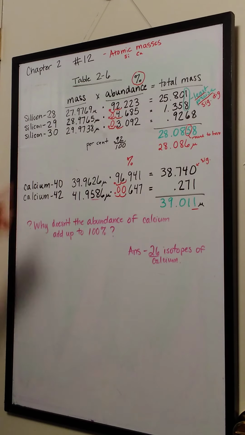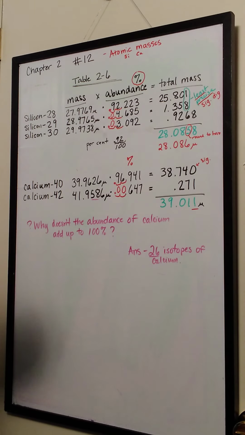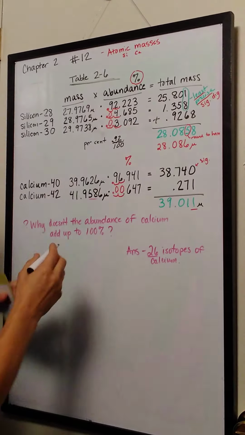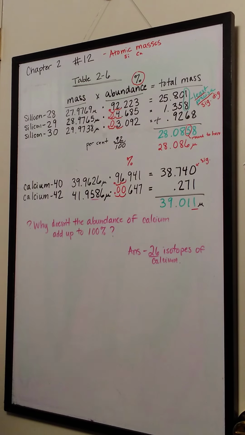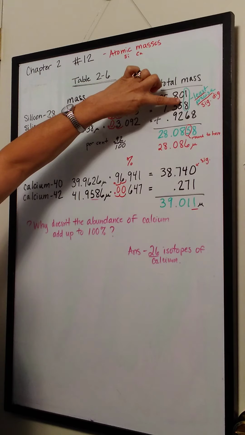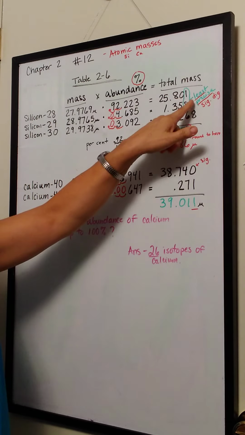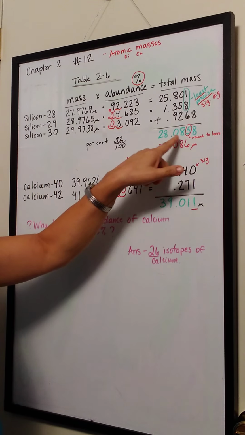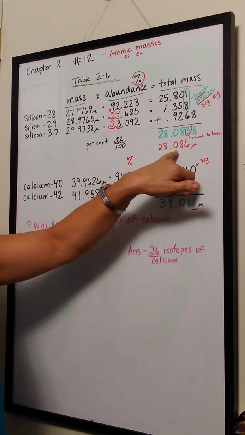So you're going to multiply the mass times its abundance. You'll get these 3 numbers. You add them up. And now we need to figure out about significant digits. The least precise significant digit is what I have circled here. I used to call it the leftmost place value, but it is the place value with the least precision. And so we're going to round to the thousandth place. And so your final answer will be 28.086.